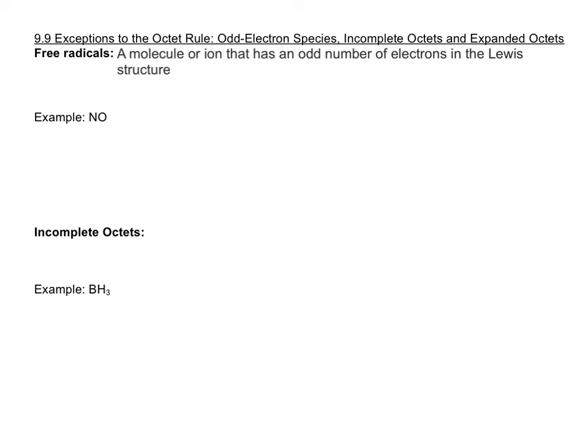So one example of this is NO. So nitrogen has 5 valence electrons and oxygen has 6. So altogether that gives us 11. So if we want to draw the structure of nitrogen monoxide, there's nothing to go in the middle because we just have a nitrogen and an oxygen.